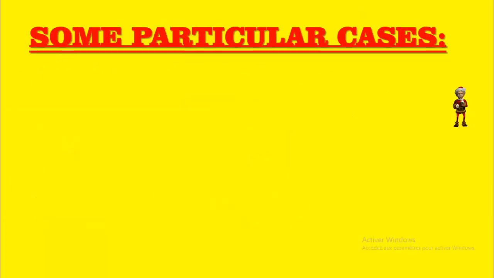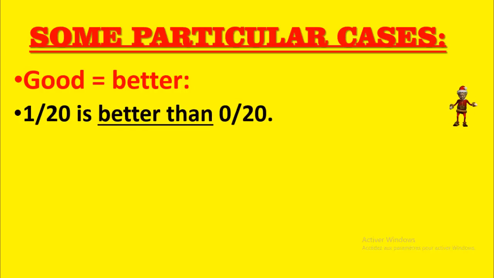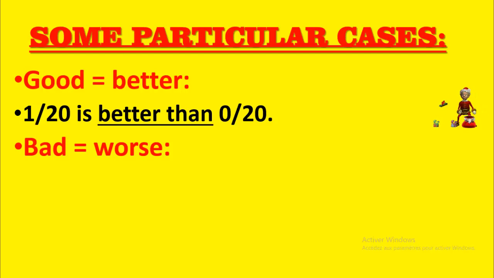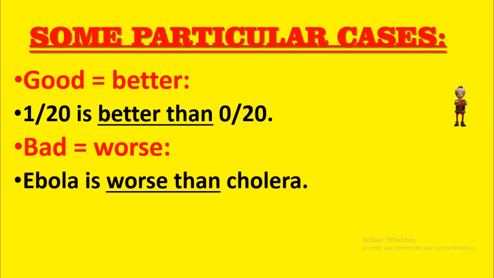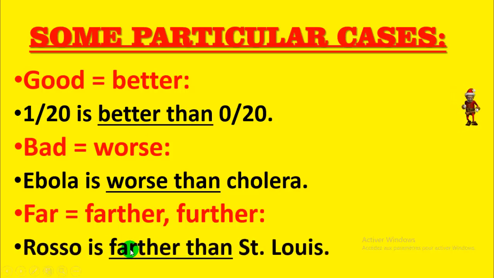Some particular cases. Good, don't say gooder, better. One out of 20 is better than 0 out of 20. Bad, worse. Ebola is worse than cholera. Far, farther, further. Farther avec un R, plus loin que. Rosso is farther than St. Louis. Rosso est plus loin que Saint-Louis.